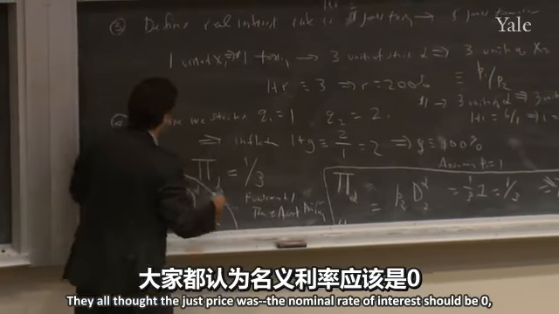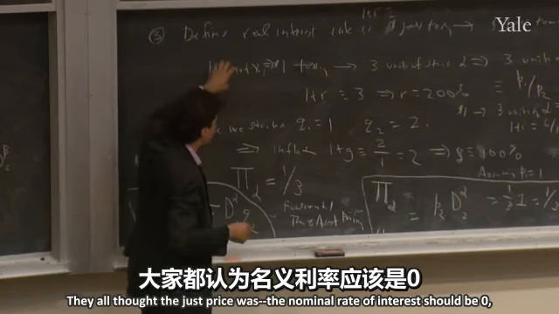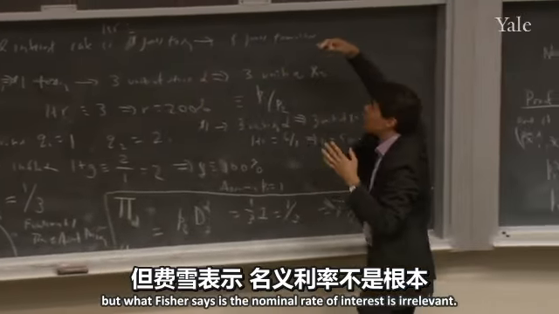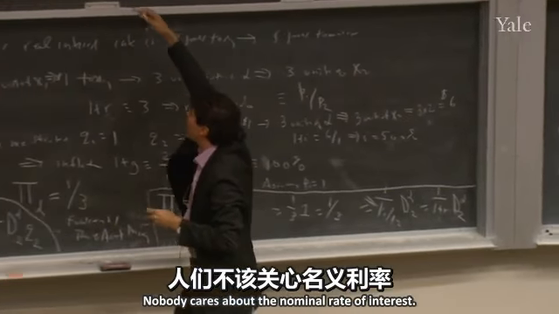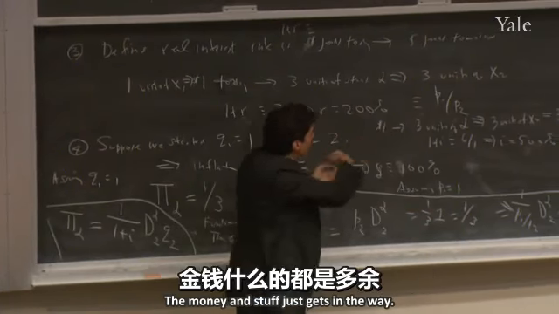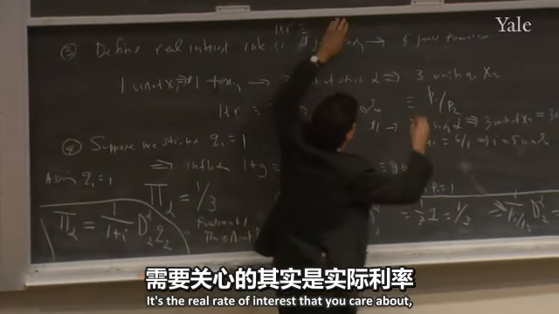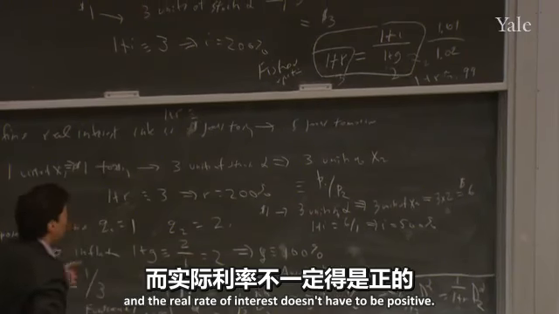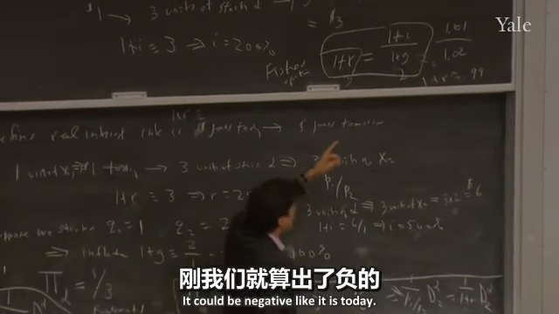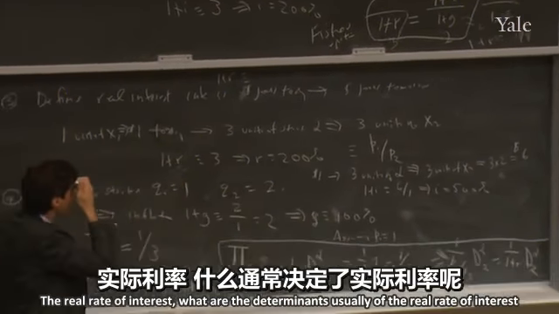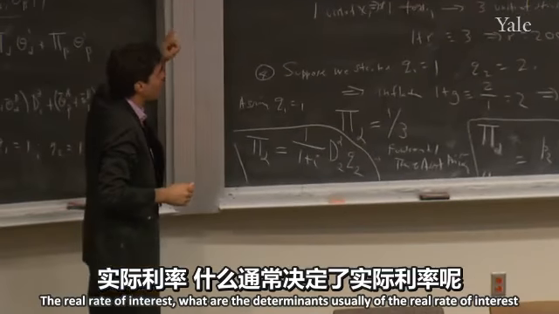They all thought the just price, the nominal rate of interest, should be 0. But what Fisher says is the nominal rate of interest is irrelevant. Nobody cares about the nominal rate of interest. They look at apples today and apples next year. The money and stuff just gets in the way. It's the real rate of interest that you care about, and the real rate of interest doesn't have to be positive. It could be negative like it is today.